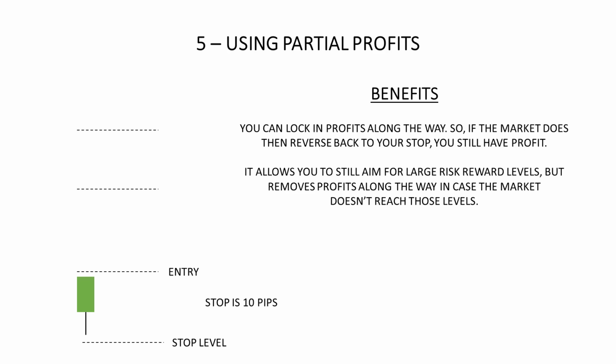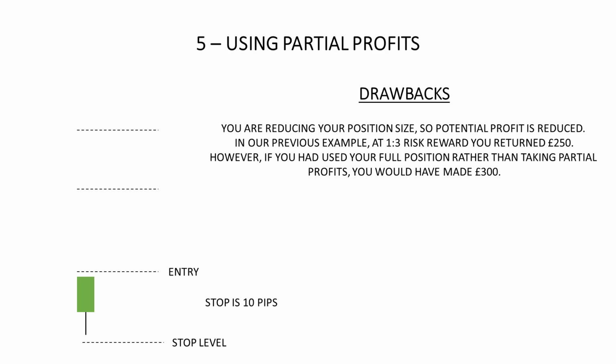It also allows you to still aim for large risk reward levels, but remove profits along the way in case the market doesn't reach those levels. The main drawback is that you are reducing your position size, so potential profit is reduced. In our previous example, at 1 to 3 risk reward, you returned £250. However, if you had used your full position, rather than taking partial profits, you would have made £300.